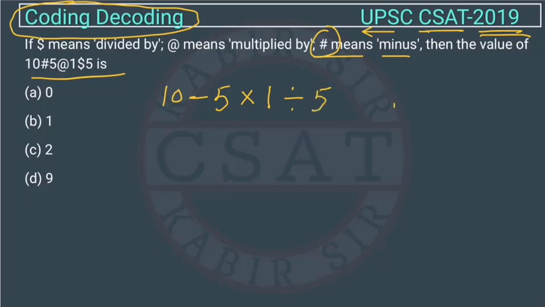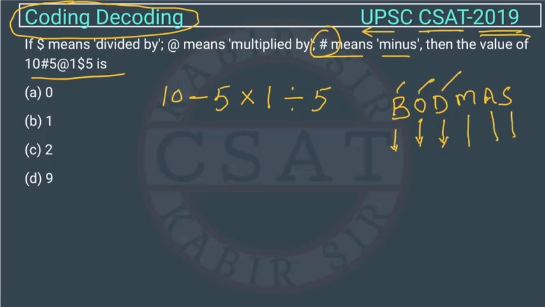We will use the concept of BODMAS here. BODMAS means bracket, of, division. First we will solve the bracket, then the of, then division, then multiplication, then addition, and in the last subtraction. So what do we solve first here? We will solve division, because bracket is not here and of is not here. So first we will solve this.